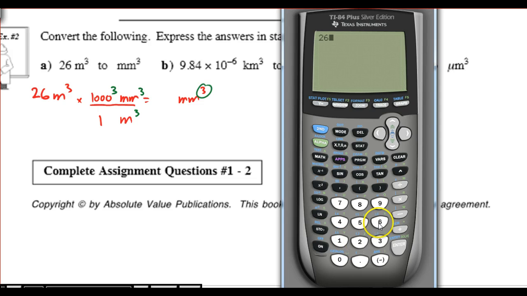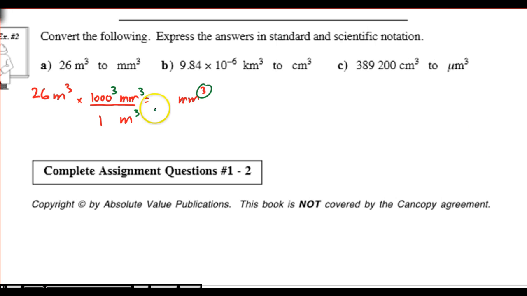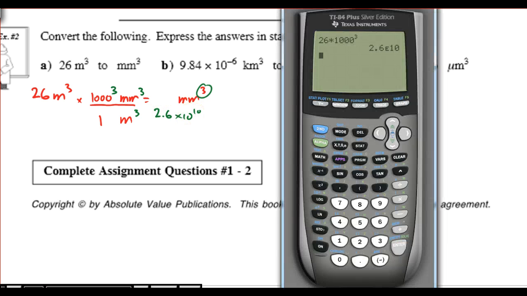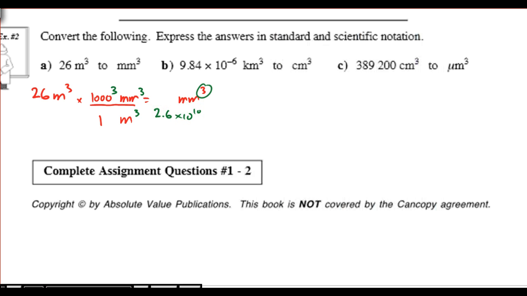So it's going to be 26 times 1,000 cubed. Okay, so we're looking at quite a large number here, as you can see, 2.6 times 10 to the 10. Okay, all right.